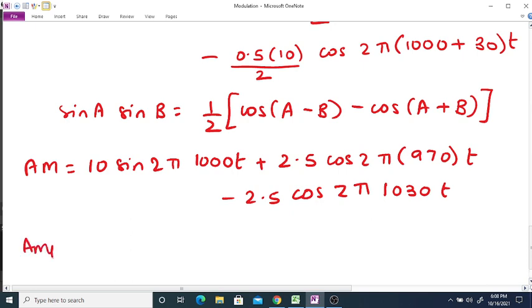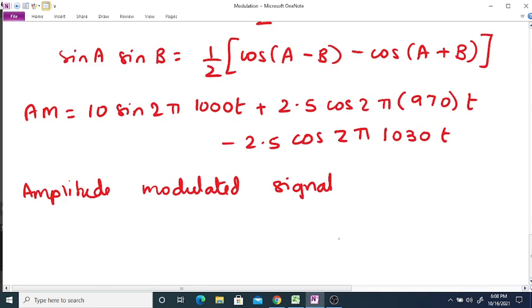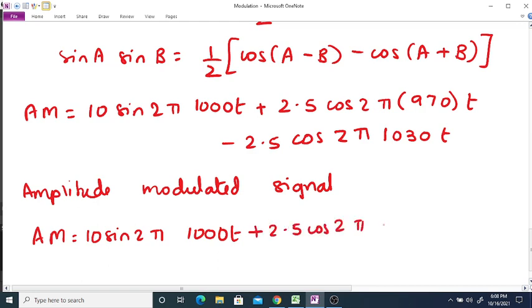So, the amplitude modulated signal will be sAM is equal to 10 sin 2 pi 1000 t plus 2.5 cos of 2 pi 970 t minus 2.5 cos of 2 pi 1030 t. So, this is our final expression for the amplitude modulated signal.